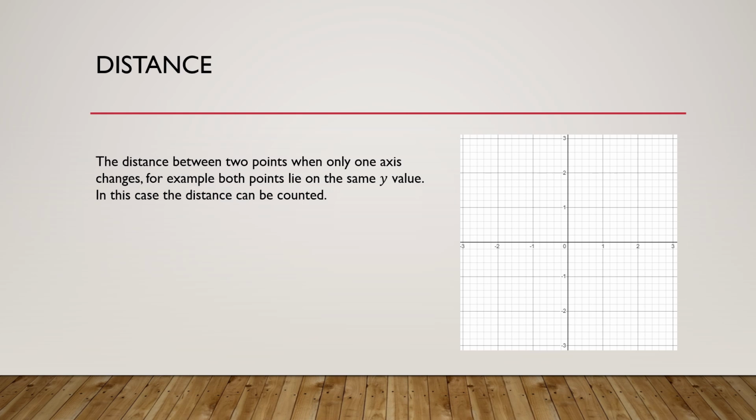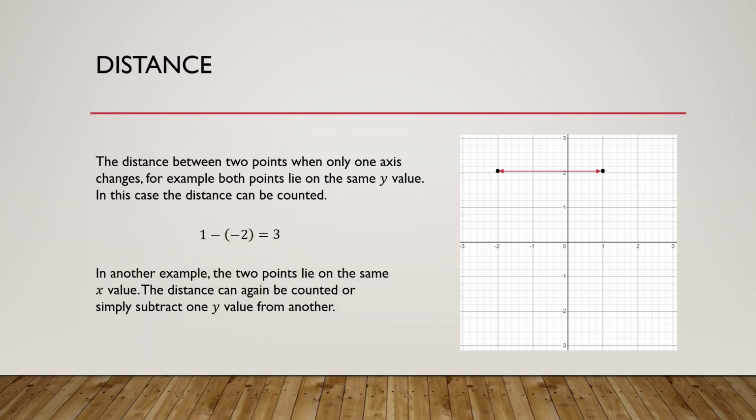The distance between 2 points when only one axis changes, for example, both points lie on the same y value of 2. In this case, the distance can be counted as 3, or 1 minus negative 2, which is the distance of 3. In another example, 2 points lie on the same x value. The distance can be counted, or simply subtract one y value from the other. 0 minus negative 2 equals 2.